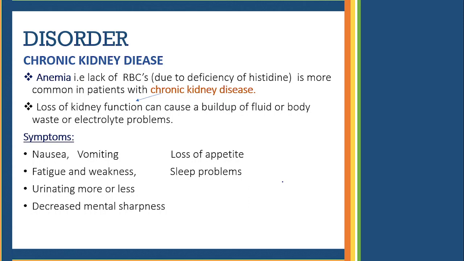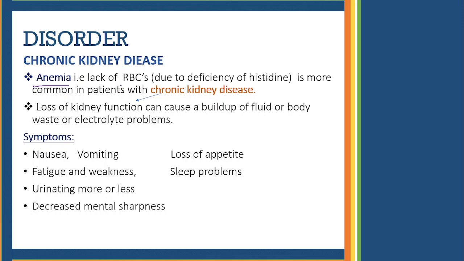Now, chronic kidney disease. Before going to it, I would like to give you the concept of anemia. Anemia is basically due to the lack of red blood cells, and obviously histidine is the source of the red blood cells. So anemia is due to the deficiency of red blood cells or due to the deficiency of histidine.